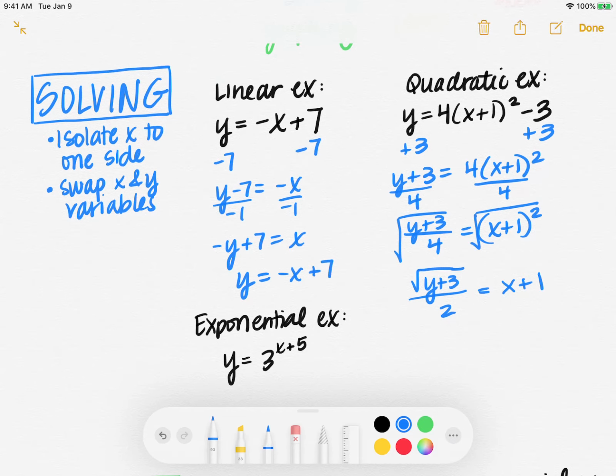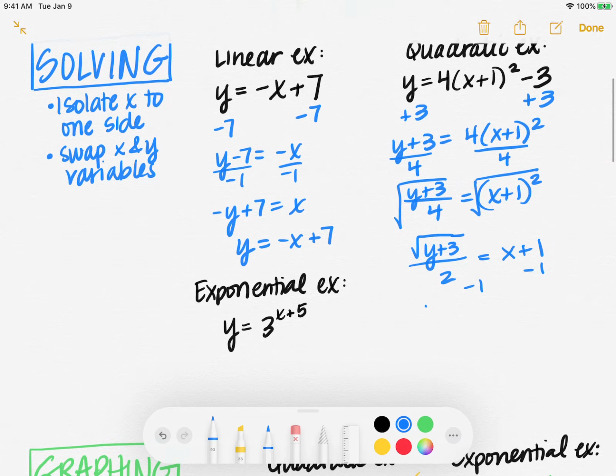So now just subtract 1 from both sides to get that x completely by itself. And I'm going to rewrite this as 1/2 so I don't have to keep writing that big fraction everywhere. It means the same thing. And then I think we have our inverse. Y equals 1/2 x plus 3 minus 1.